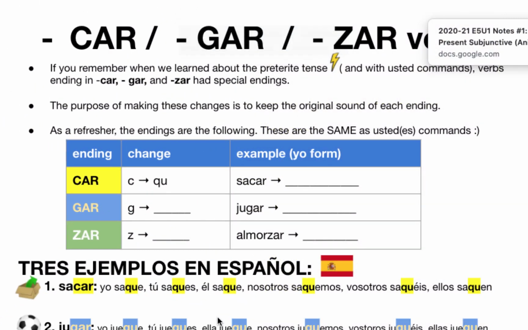Vale, chiquis, estamos en Página 3, and we're going to talk about car-gar-zar verbs. You should know these from the preterite tense, and you should know that with these, we have to do some letter switching to keep the sound.